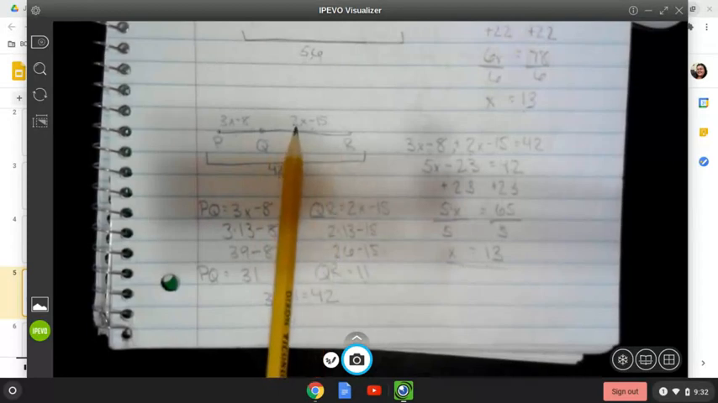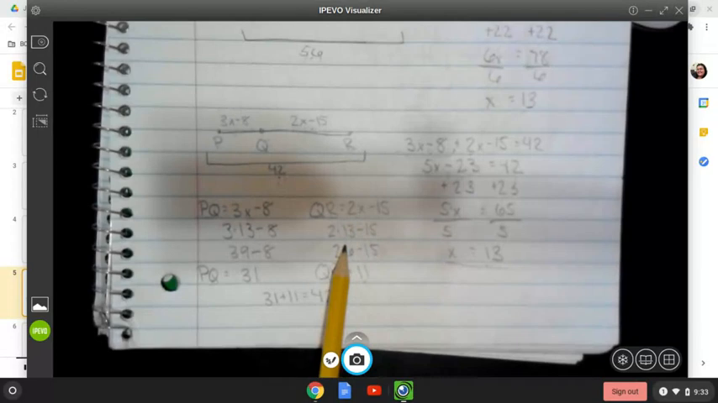We're going to do the same thing for QR. QR, the problem tells us, is 2x minus 15. Well, we know x, it's 13, so we're going to sub that in. So 2 times 13 minus 15. 2 times 13 is 26, minus 15 is 11. So QR equals 11.